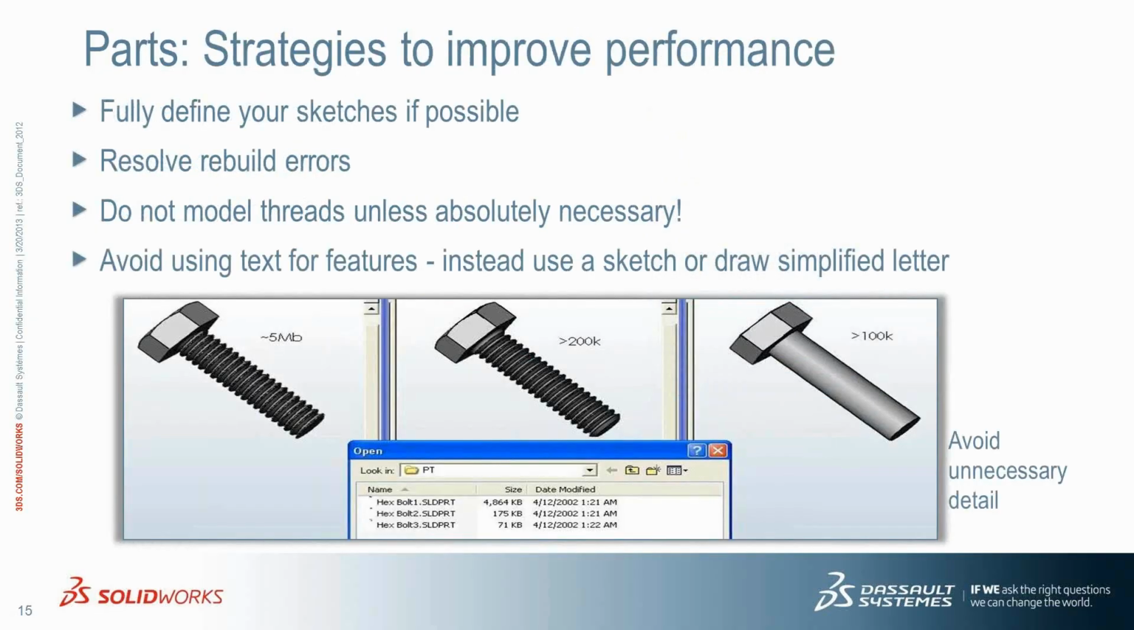I want to stress this portion of my presentation quite a bit, because in order to improve part performance, there's a few things to consider. First of all, fully define your sketches if possible. Don't leave it up to the software to decide whether or not a line can move because you never restrained it. Use the right-click fully defined sketch to restrain something if you're questioning what restraints or dimensions you need to locate anything. Resolve your rebuild errors.